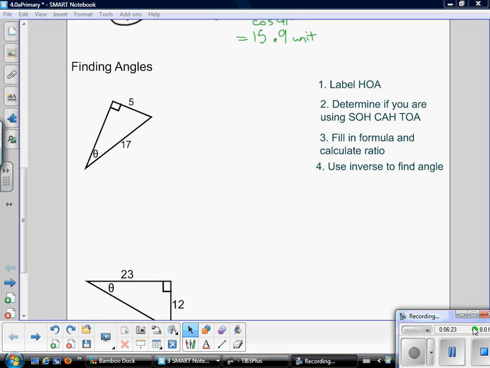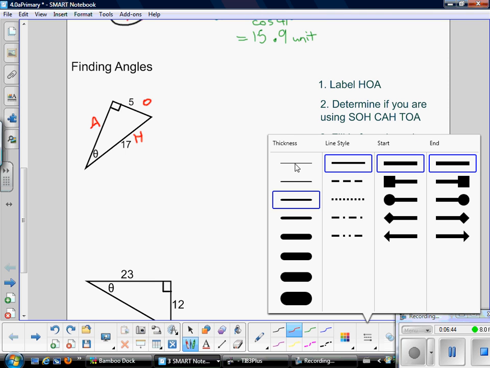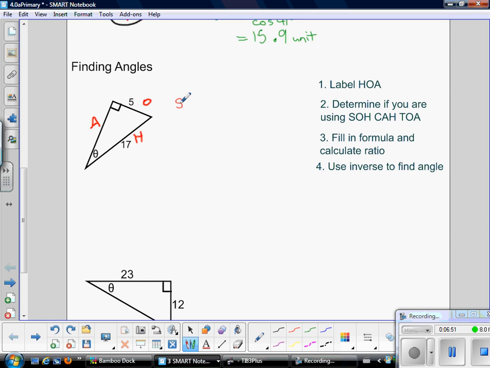Same kind of idea. What we need to do first of all is to label our triangle. Directly across from the right angle is the hypotenuse. Here's our theta, opposite, and this would be adjacent. You can see this time that I have O and H, so I know I'm going to use sine. If I don't know that, I can do the same technique that we did in the last example. So I know I have sine of theta equals opposite over hypotenuse.